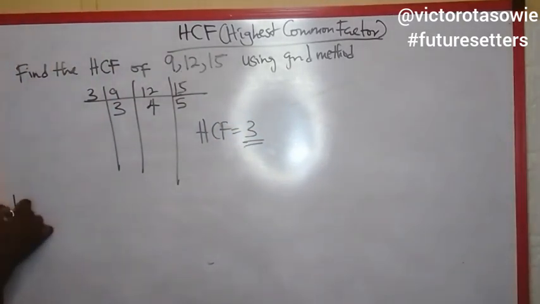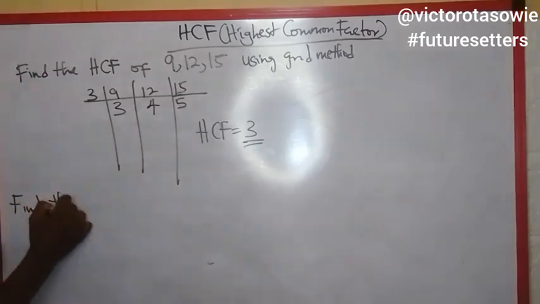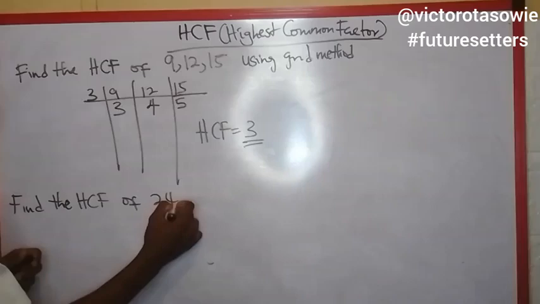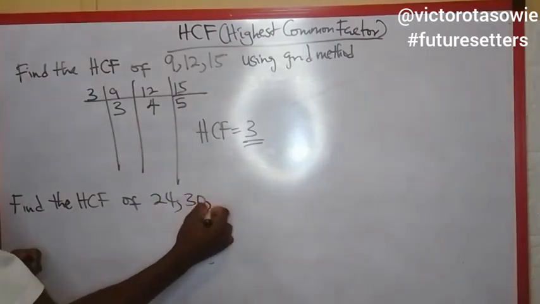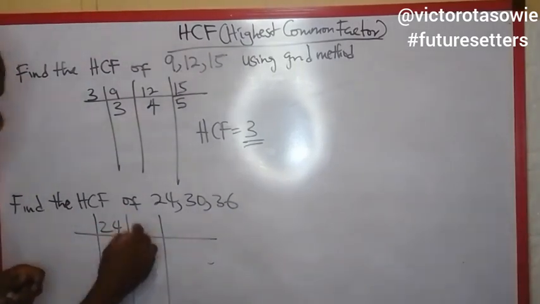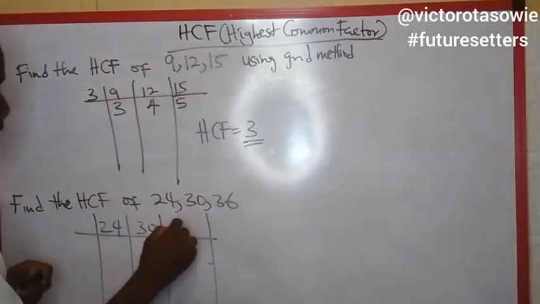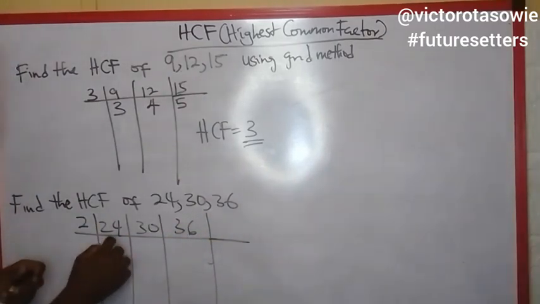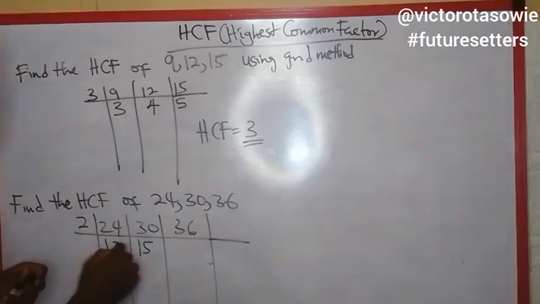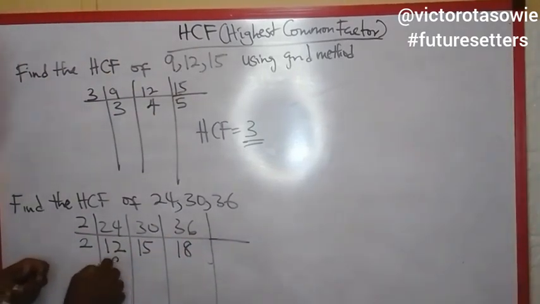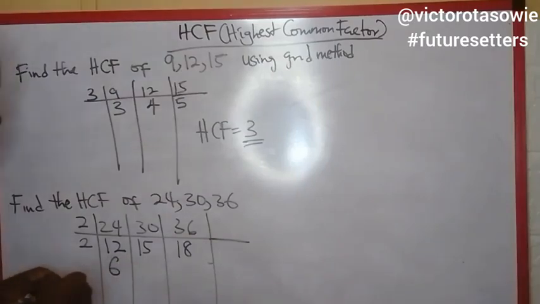If they ask you, find the HCF of 24, 30, and 36, we are going to do this again using the grid method. 24, 30, and 36. 2 can go. 2 into 24 is 12, 2 into 30 is 15, 2 into 36 is 18. 2 into 12 is 6, but 2 cannot even go into 15.